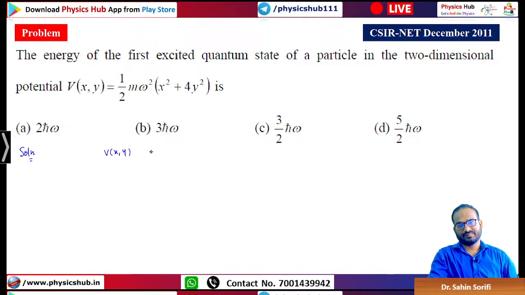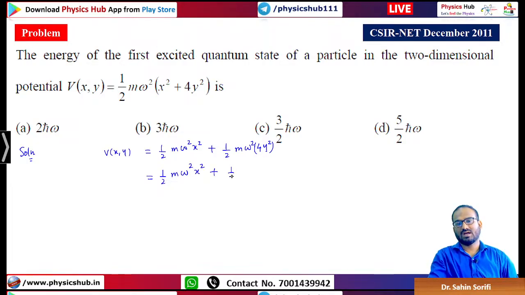V of xy is equal to half m omega square x square plus half m omega square 4y square. Can I write it in this way? Now the format is half m omega x square plus half m omega y square. So 4 omega square we have to take, so that is 2 omega square y square. Right? So what is omega x? Omega x is equal to omega, and omega y is equal to 2 omega.